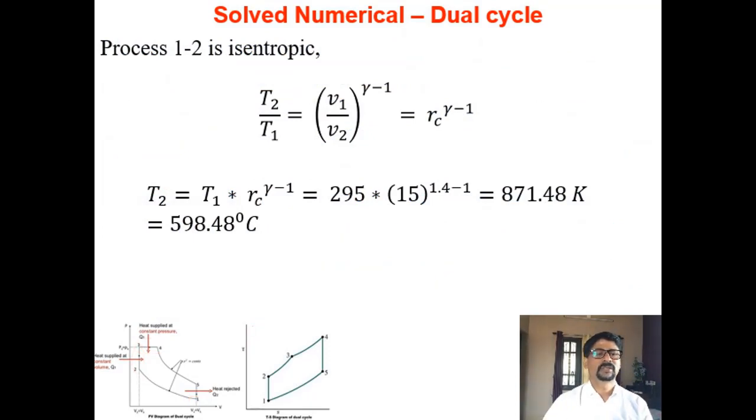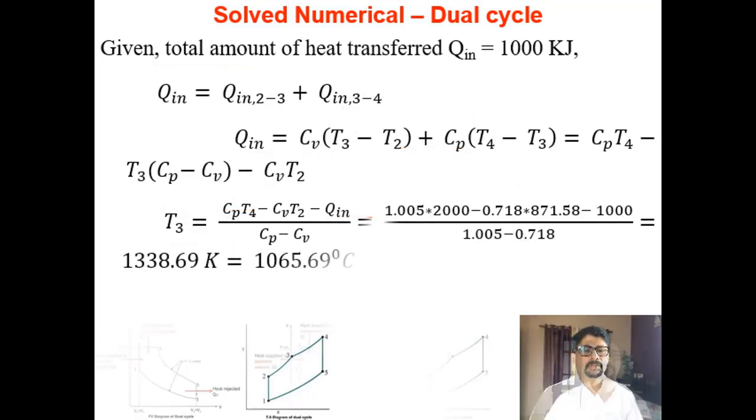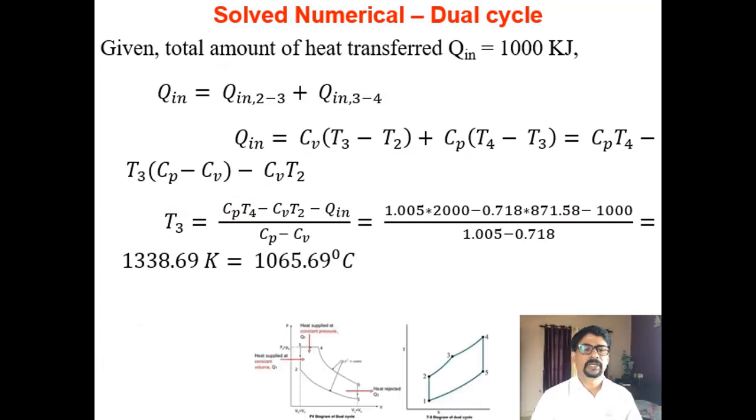As usual, let us begin from the isentropic process 1 to 2. T2 by T1 is equal to (V1 by V2) to the power gamma minus 1, which is nothing but rc to the power gamma minus 1, or T2 equals T1 rc to the power gamma minus 1. T1 is 295, rc is 15, gamma is 1.4. After substitution and simplification, you will get T2 as 871.48 Kelvin or 598.48 degrees Celsius. So T1 is given, and we found T2.